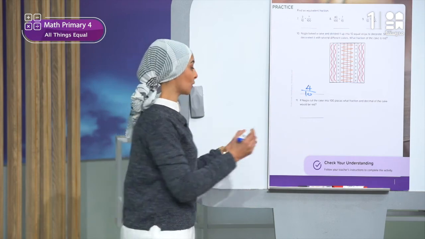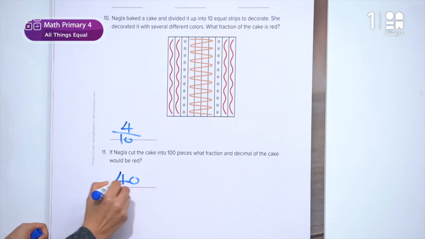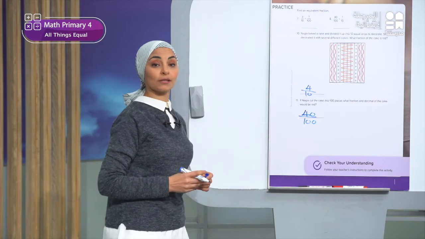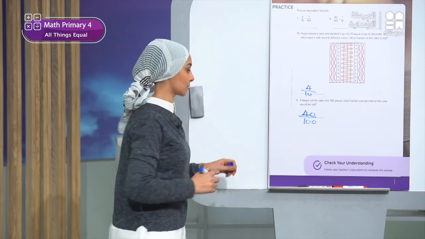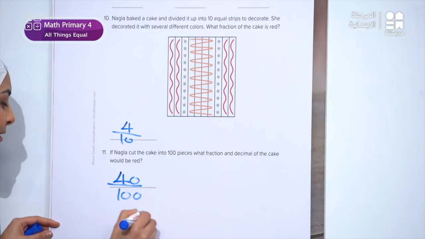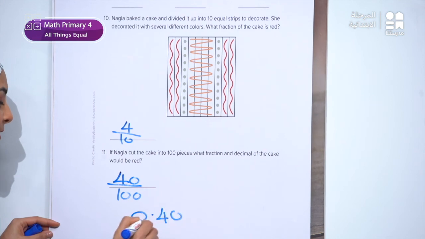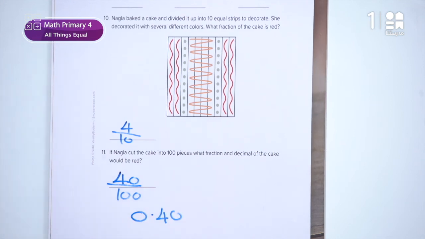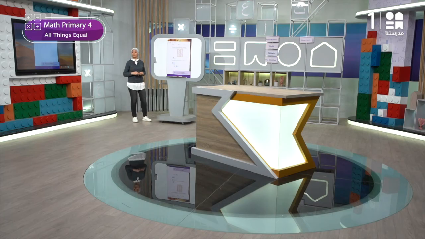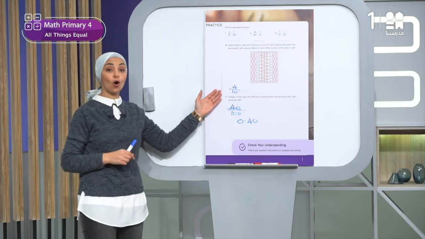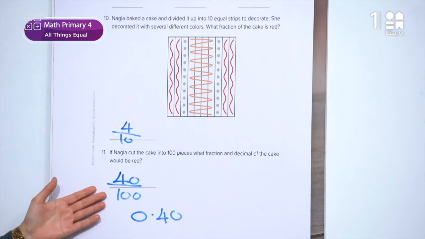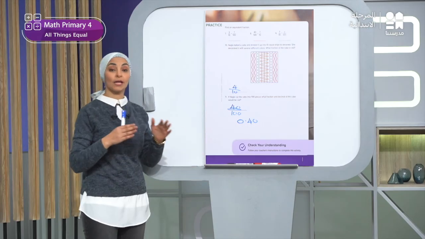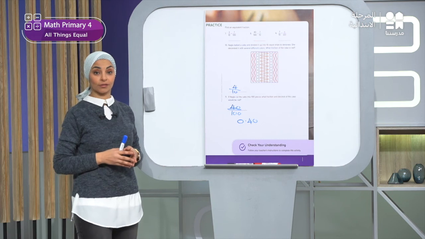So the fraction will be 40 over 100. Right? But what about the decimal? Yes, the decimal will be 40 hundredths, so I write it as 0.40. And of course, you can see that the fraction 4 over 10 is equivalent to 40 over 100. Well, 4 tenths is equivalent to 40 hundredths.